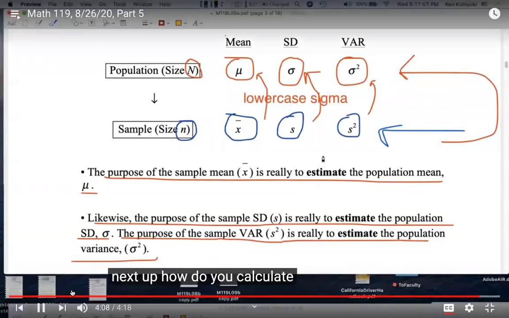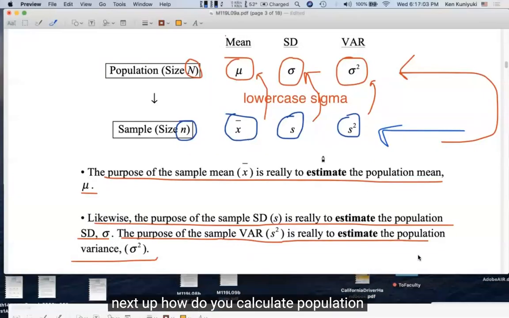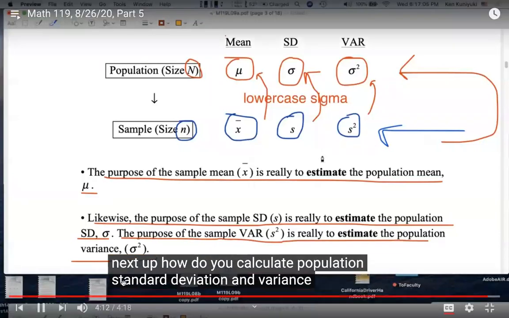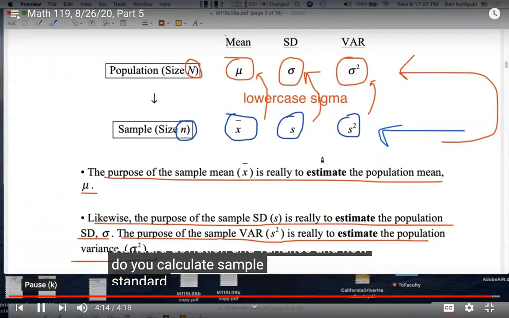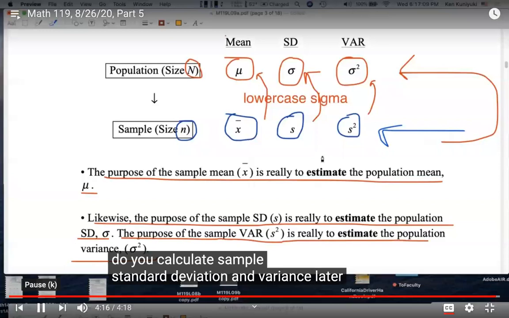Next up, how do you calculate population standard deviation and variance? And how do you calculate sample standard deviation and variance? Later on. Okay, any questions about these notations before you go on? Because you have to make sure that you familiarize yourself with these notations, okay? So you shouldn't ask me down the line, you know, what's that letter? I'll answer it for you because we're not testing, right? But yeah, you should be aware of these notations. Any questions before we go on?